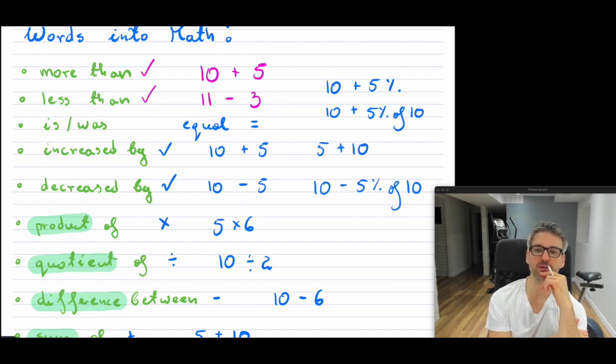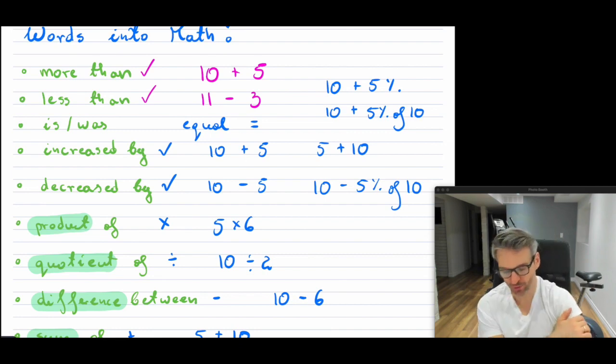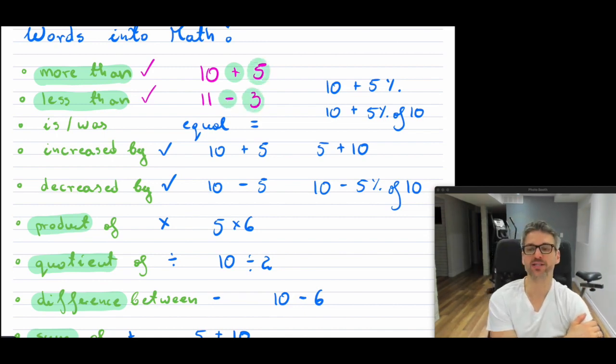But then you have these other words like more than and less than, or increased by or decreased by. Those ones you have to be careful with. Remember, when you say more than and less than, those words will appear after. Increased by, decreased by is direct. So these are some common words that you might run into.